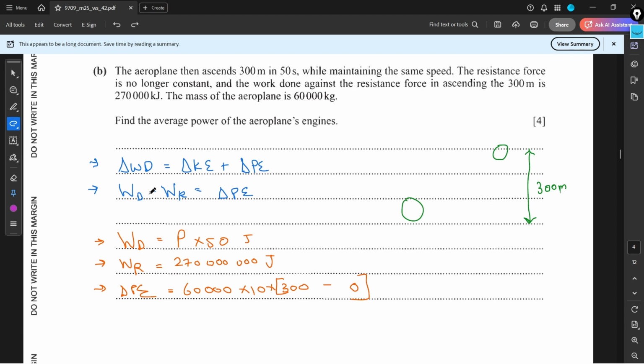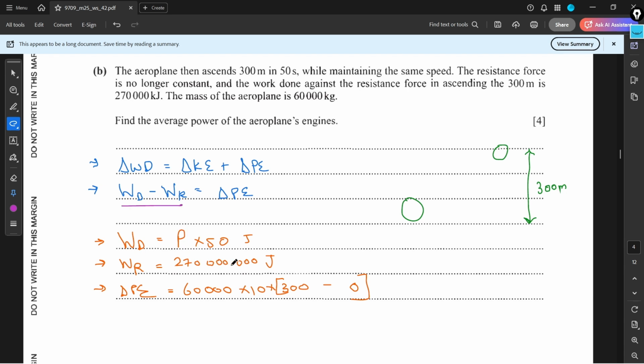So, what's the relationship between the power and work done? I know that power is equal to work done divided by time, and therefore I can say that the work done because of the driving force is going to become power into time. So, time taken for this motion is 50 seconds, and therefore I've written that the work done because of the driving force is 50P joules. Now, this is the power that we are trying to find.